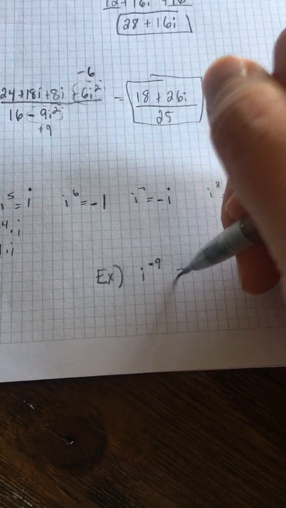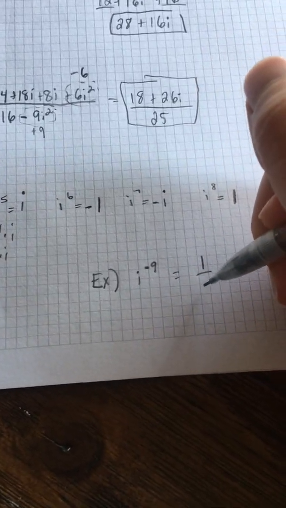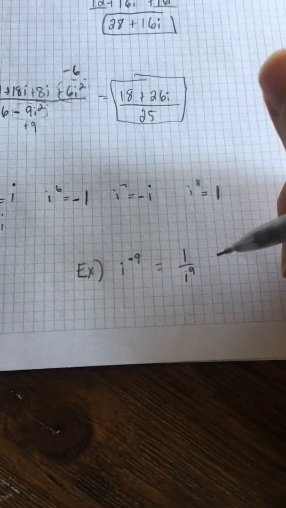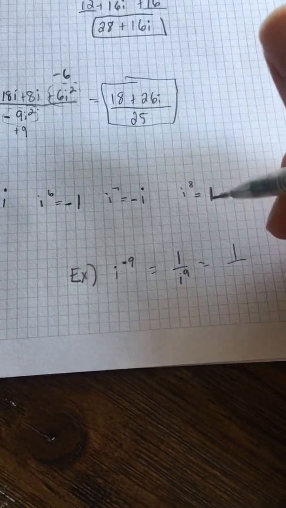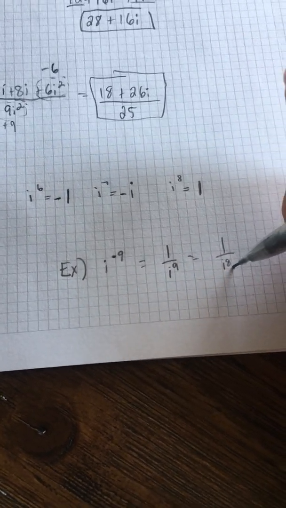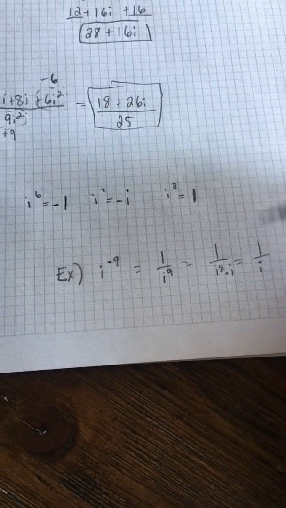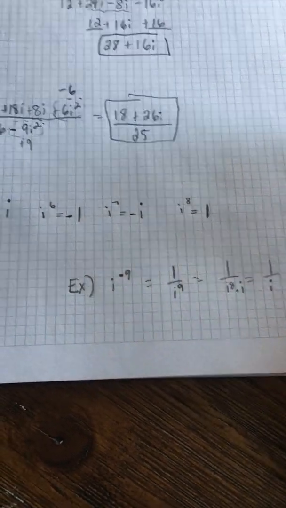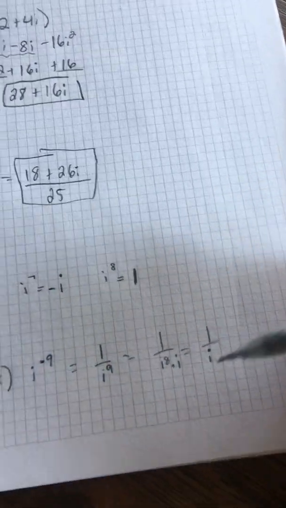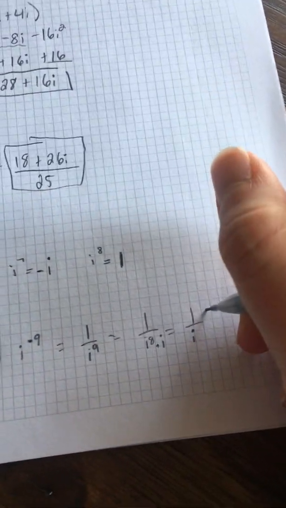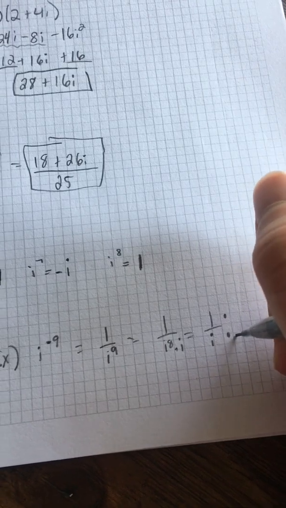Negative exponent, right away I need to write this as 1 over i to the 9th. And then, again, you know that I'm going to write i to the 8th times i. And so I have 1 over i, because i to the 8th is 1. Again, we have to keep going because we can't have i in the bottom. So I'm going to multiply top and bottom by i.